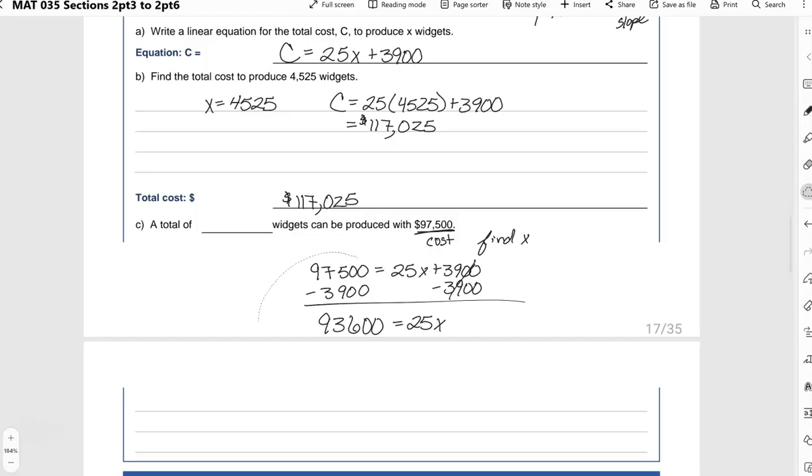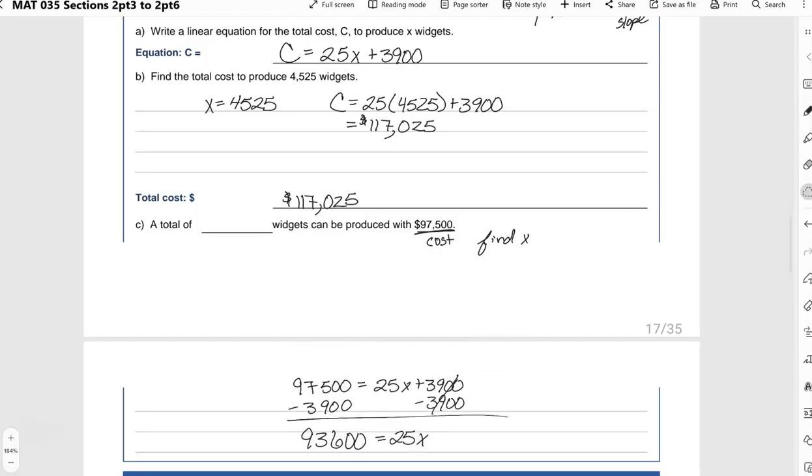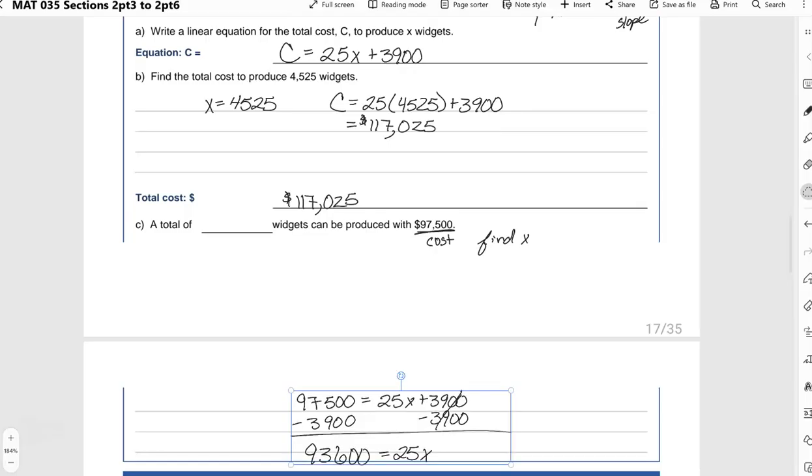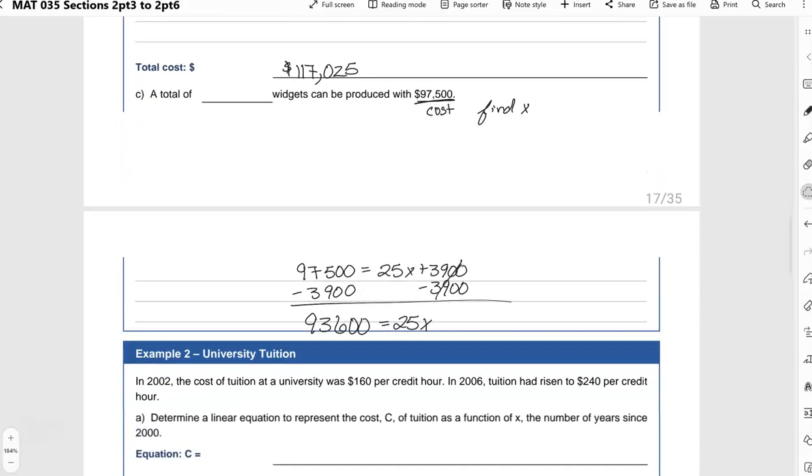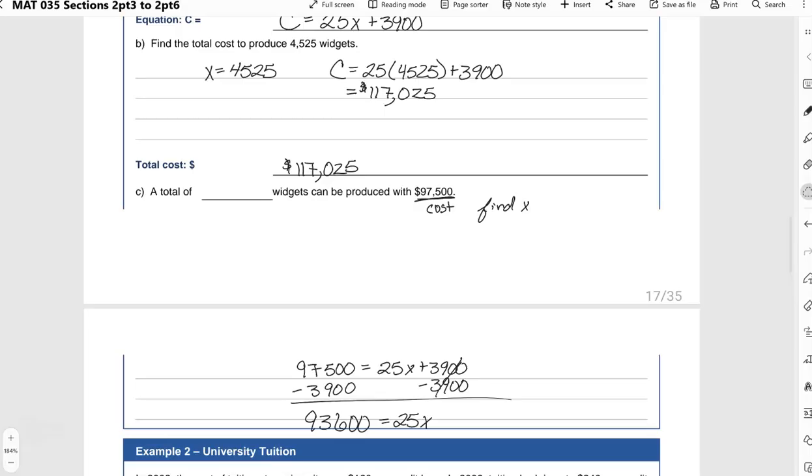Let me move this to the other page so I have more room to write. Give me just a second to readjust this.